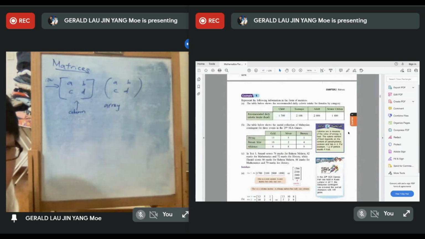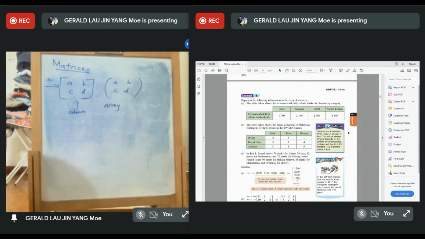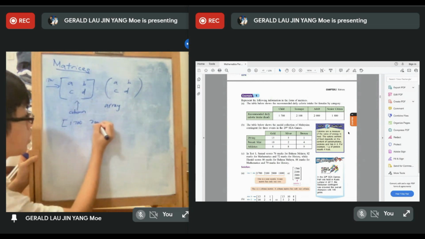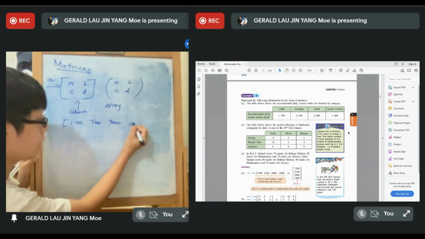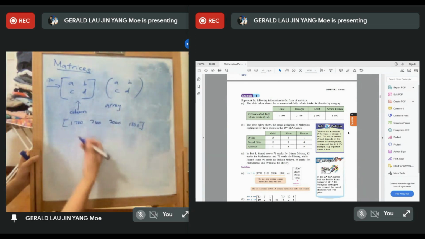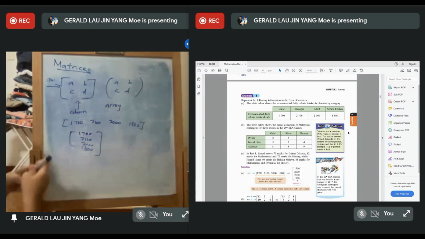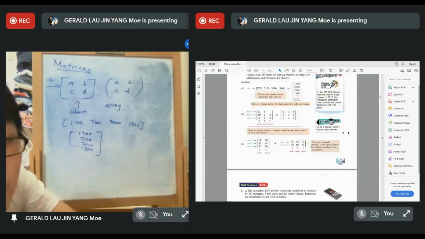Okay, now they want you to express only. So basically, you look at A, recommended daily calorie intake of a child, teenager, adult, senior citizen. Just arrange normally. Okay, 1700, 2100, 2000, and also 1800. Like that. Or if you don't like the row form, you can write in column form, 1700, 2100, 2000, and then 1800. In this column form also possible. So this is just expressing the matrix, okay?